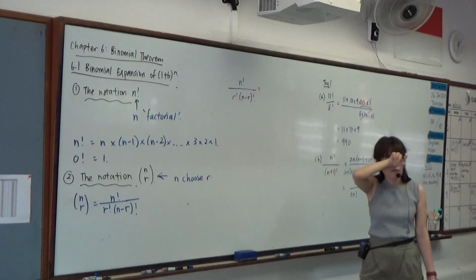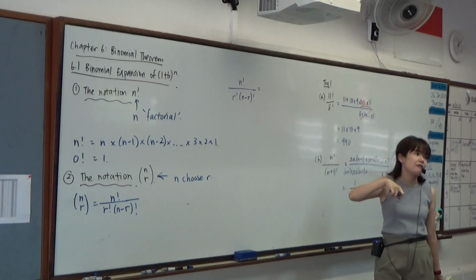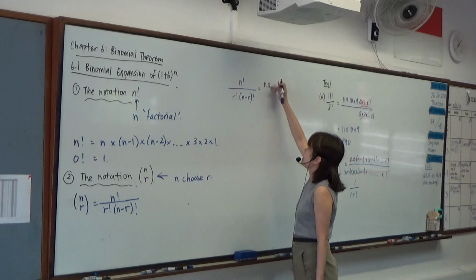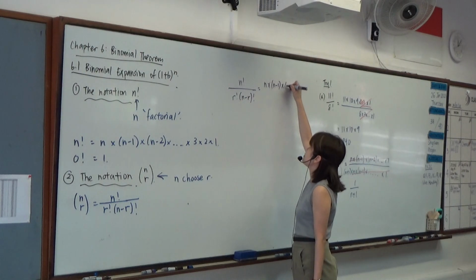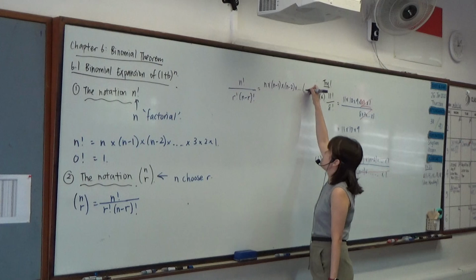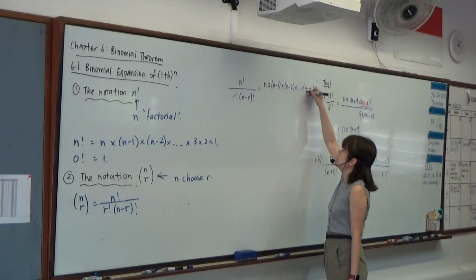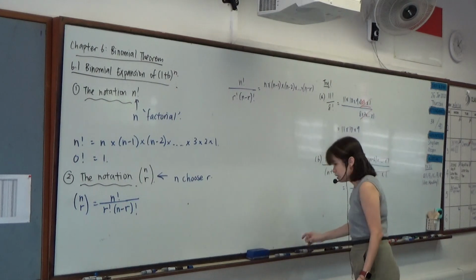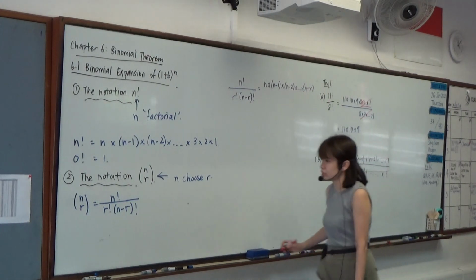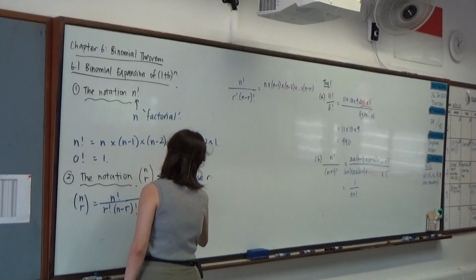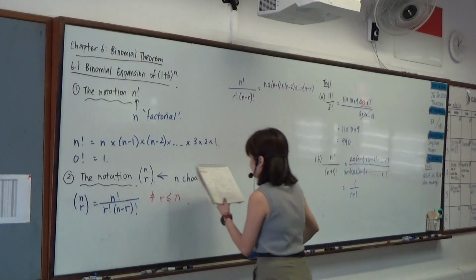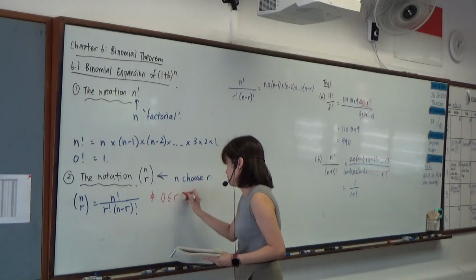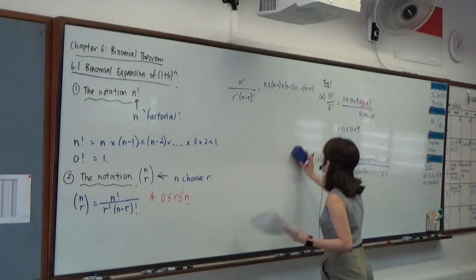So n factorial over r factorial times n minus r factorial. What this means is that in the numerator, we are looking at n times n minus 1 times n minus 2, then maybe somewhere you have your n minus r. I don't know what r is, but r will definitely be less than or equal to n. n cannot be less than 0.